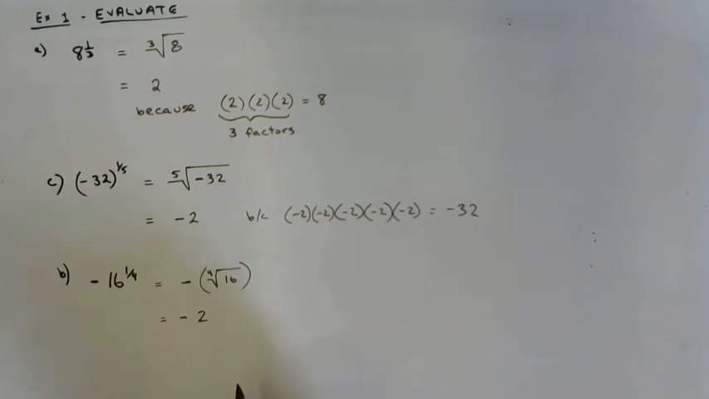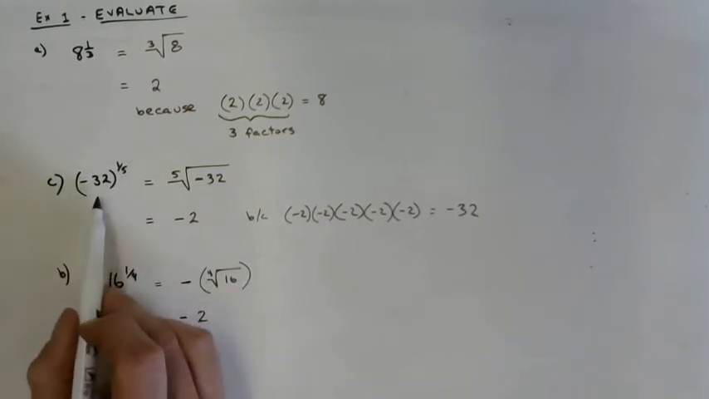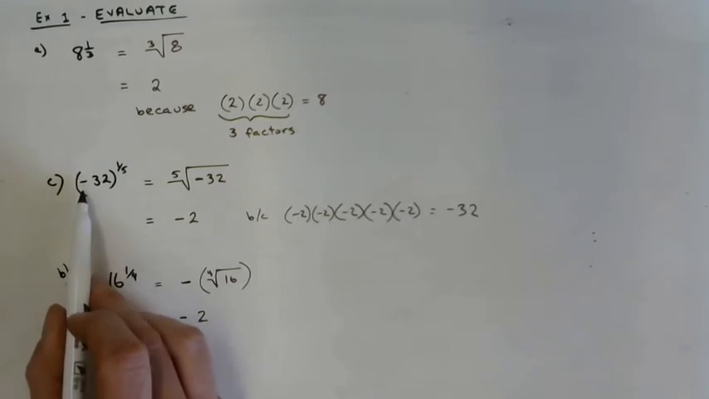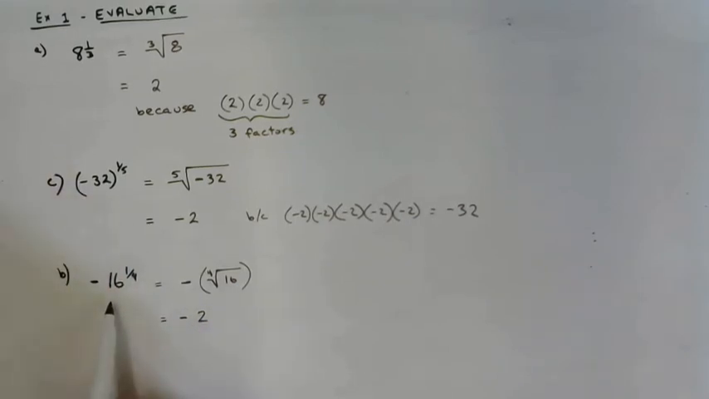Unlike here, where the negative symbol is part of the base, here it is not. No matter what this evaluates to, it's going to be negative. So the fourth root of 16 is 2, and we're looking at negative 2.